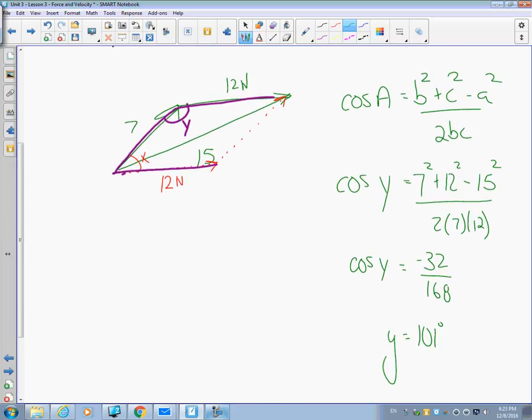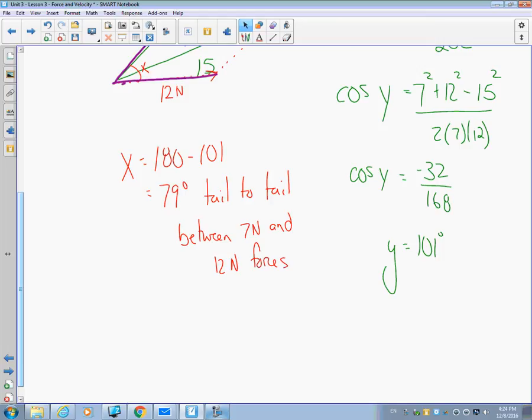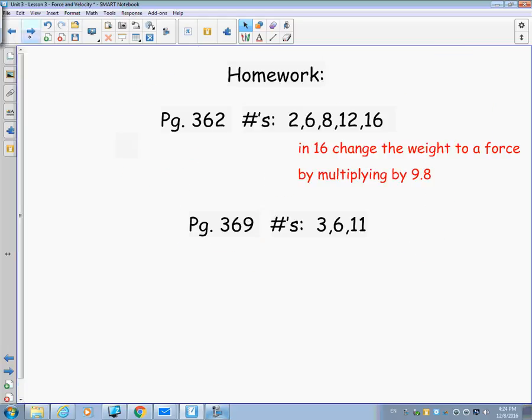We want to know the tail-to-tail angle because when two forces act against each other, they're always tail-to-tail. So where is x going to come from? X will be 180 minus the 101, or in other words, 79 degrees, tail to tail between the 7 and 12 Newton forces. And that's a little bit of how we can use these vectors in real world applications, resultants, and equilibriums.